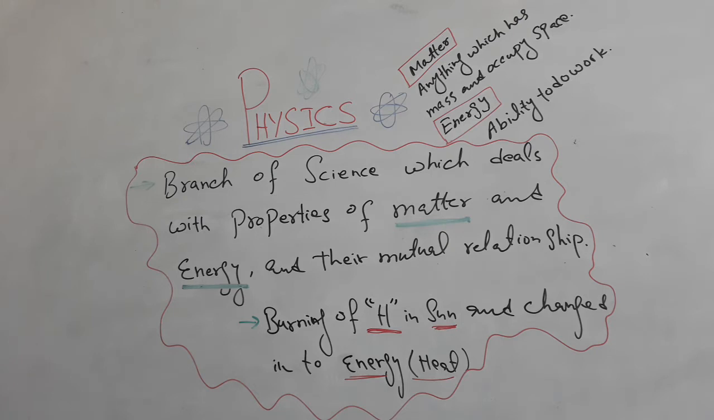Matter is anything which has mass and occupies space. The other word in this definition is energy. And what is energy? Energy is basically the ability of a body to do work. So you have to know the meanings of the words used in this particular definition of physics.